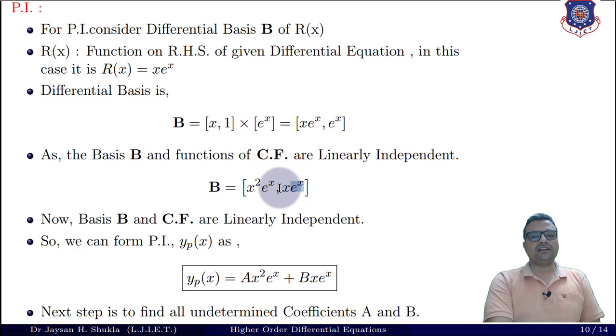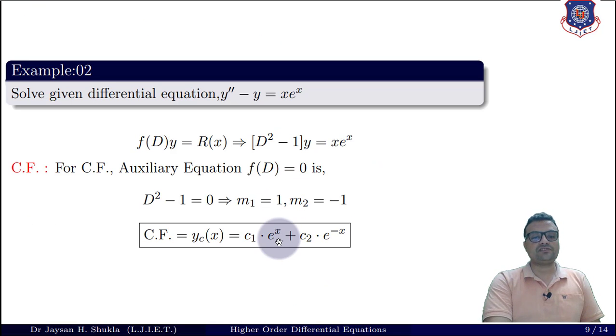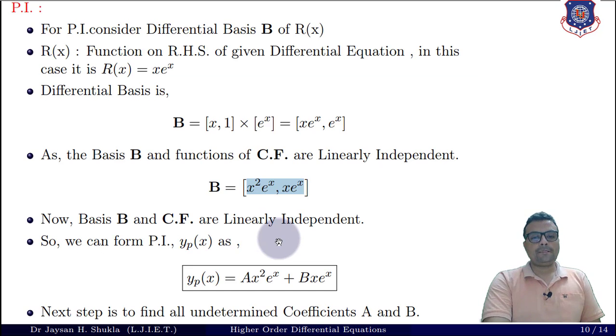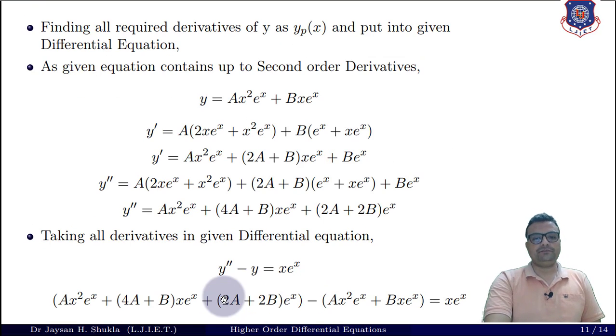Now again verify whether there is any repetition between these elements and the elements of the CF or not. So now we can see that these two elements are linearly independent of the given basis, and therefore now I can assume that this is the final differential basis. So I am taking a x square e raised to x plus b x e raised to x. Now the next step is to identify the values of a and b.